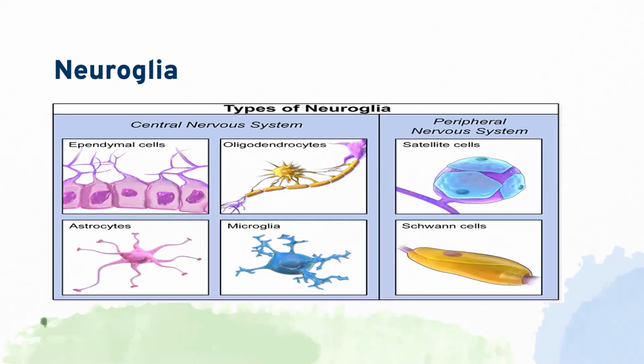Neuroglia. Neuroglia are supporting cells. They are not excitable cells like neurons, but they support the nervous system. We have 6 types of neuroglia: 4 types in the central nervous system and 2 in the peripheral nervous system.